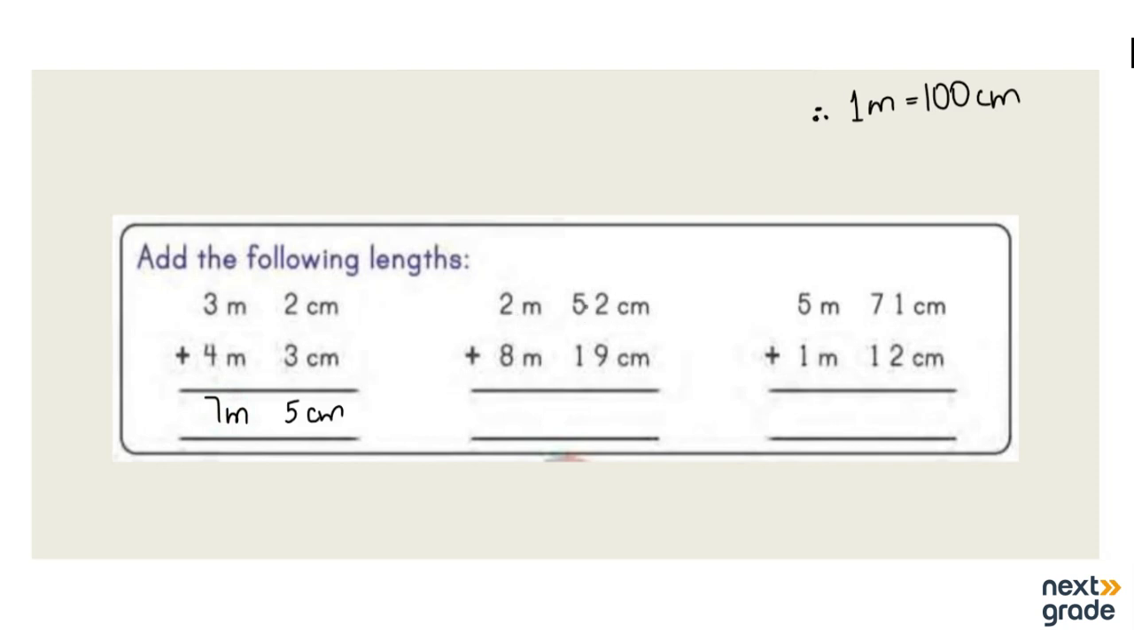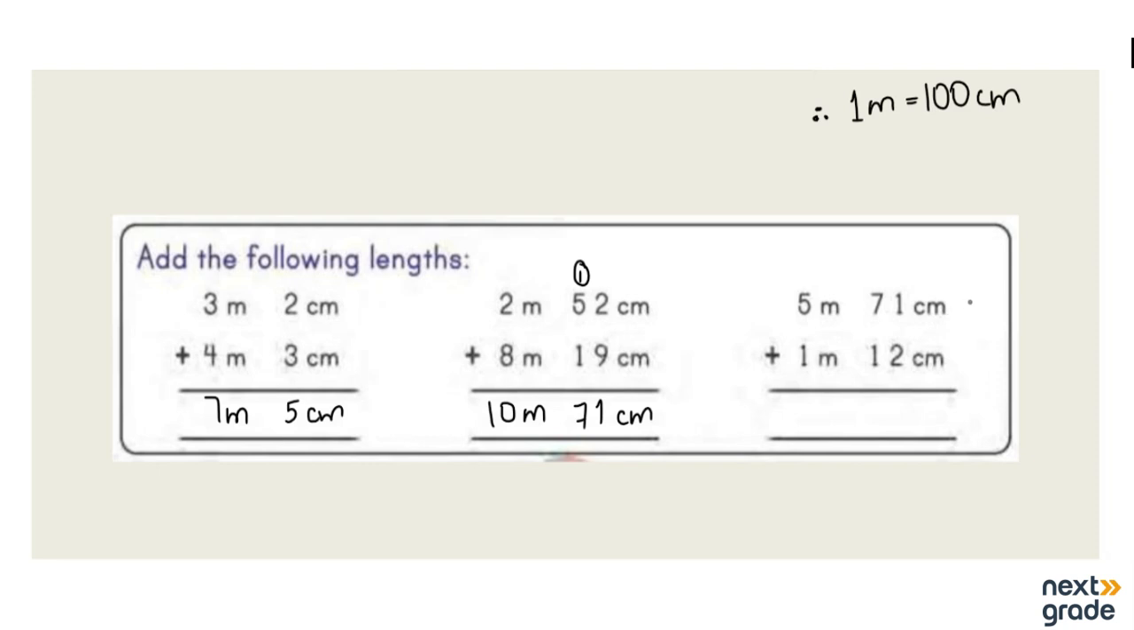Next we have 2 meters and 52 centimeter and 8 meters and 19 centimeter. So let's add these. 2 plus 9 is 11. 1 and 1 number will be carried forward. 5 plus 1 is 6 and 6 plus 1 is 7. So we write 7 over here. So it's 71 centimeter, whereas in meters it's 8 plus 2 and that is 10. So 10 meters and 71 centimeters.